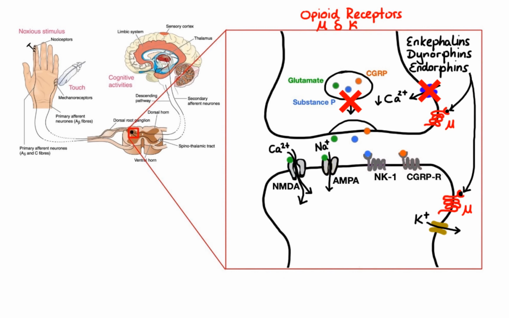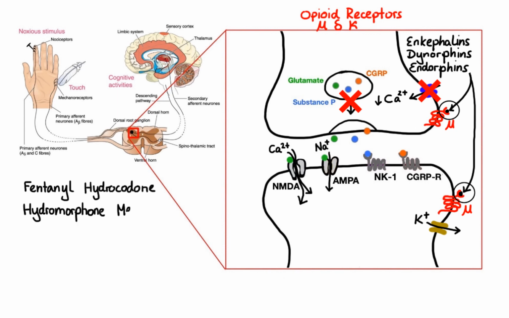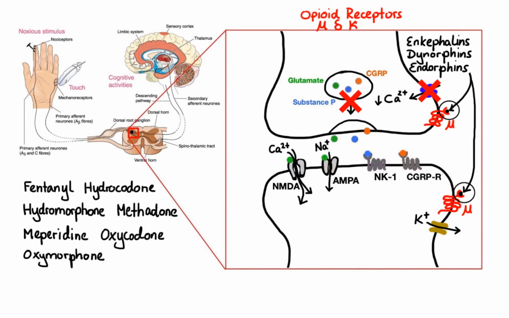Now, the majority of currently available opioid analgesics act primarily at the mu opioid receptors, essentially mimicking the effects of endogenous opioid peptides. However, while naturally derived opioids can only reach a certain potency, the synthetically produced opioids are refined and processed to be much more powerful. The examples of synthetic opioid agonists are fentanyl, hydrocodone, hydromorphone, methadone, meperidine, oxycodone, and oxymorphone.